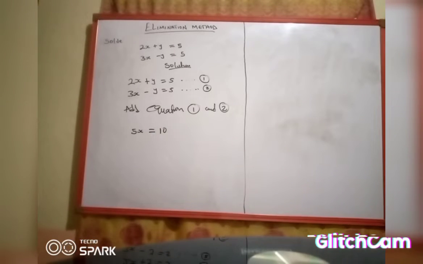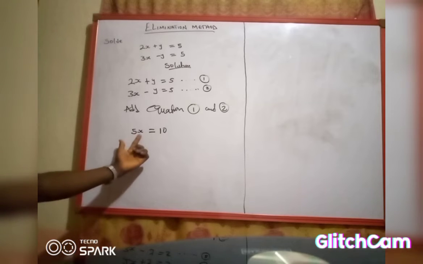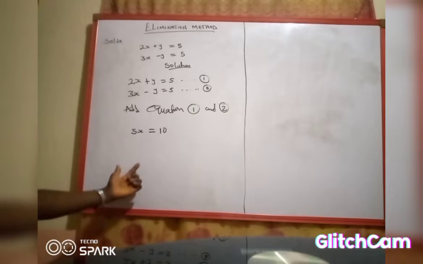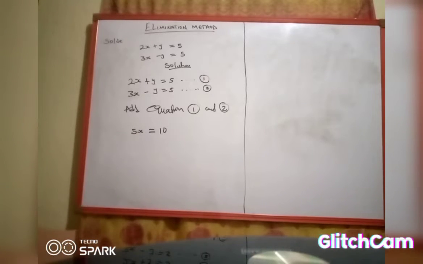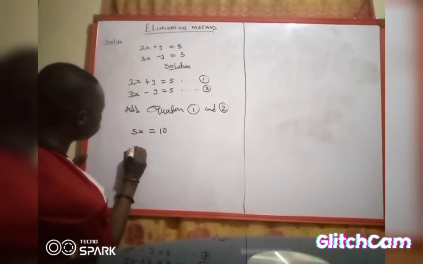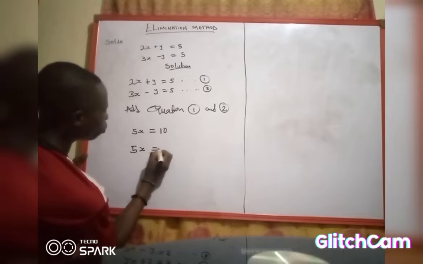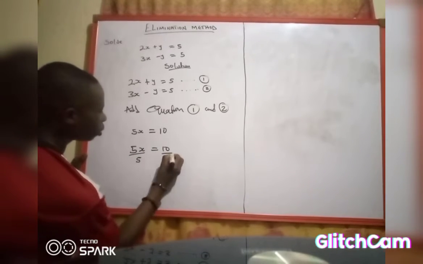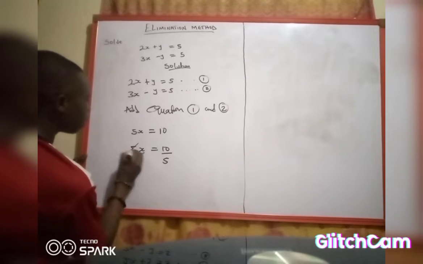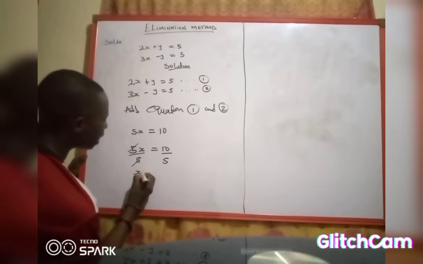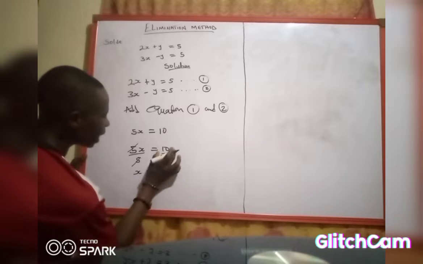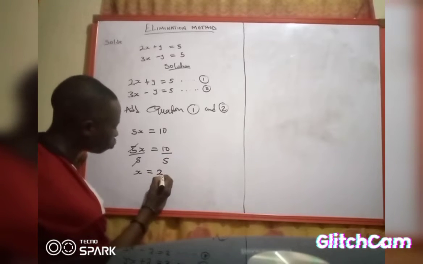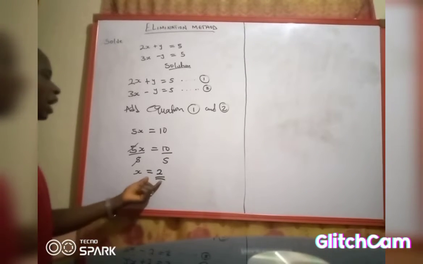From here, the coefficient of x is 5. So we can divide both sides by this coefficient of x so that we can get our x, which gives us 5x equals 10. Divided by the coefficient of x, which is 5, this 5 goes with this 5. My x will now be equal to 10 divided by 5, which is 2. This is the value of x.